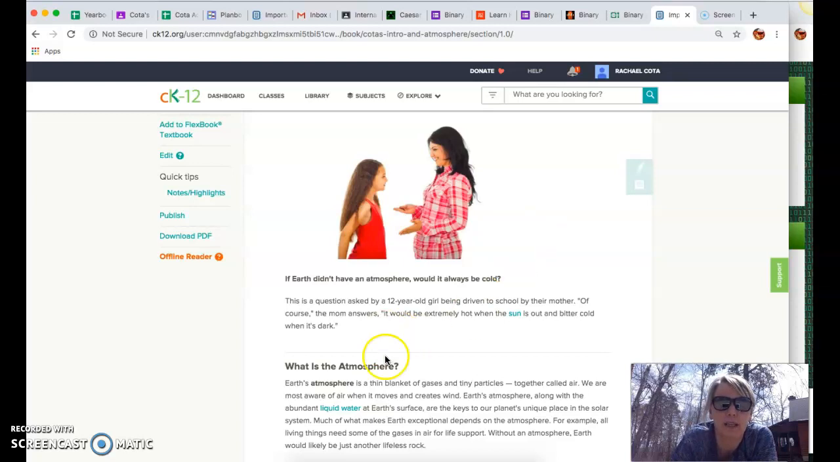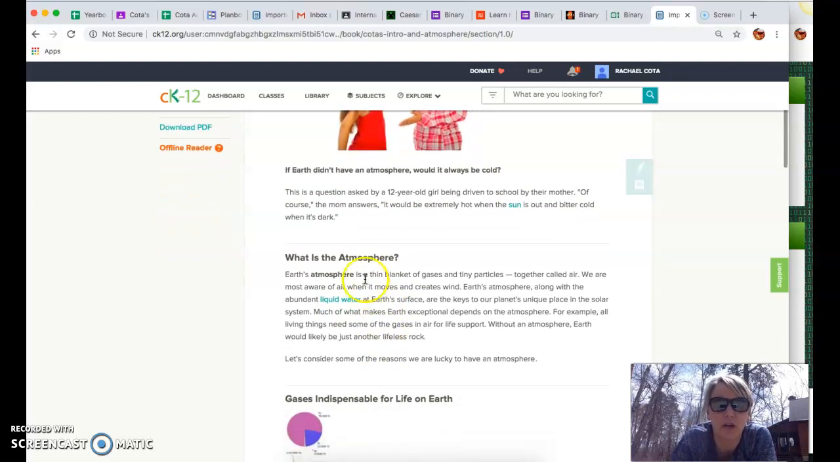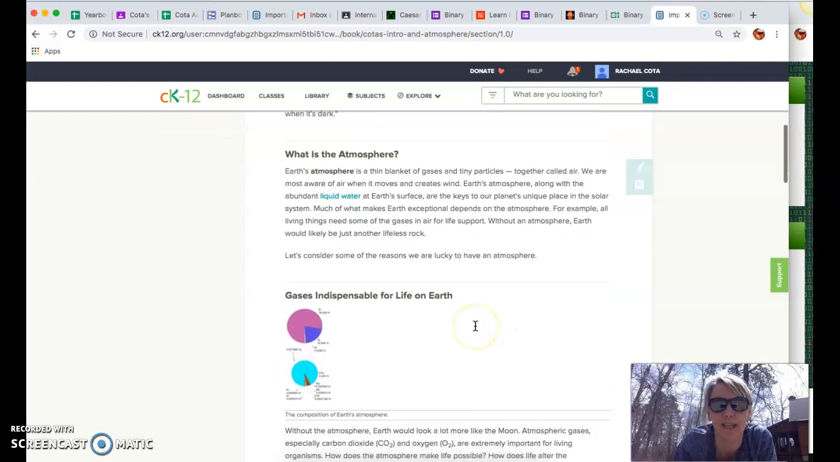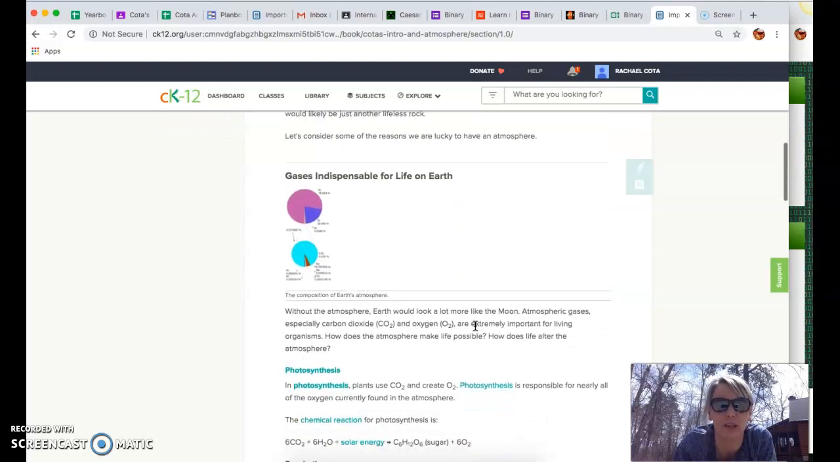It says, what is the atmosphere? If we take the word apart, atmo means gas, and then a sphere is like a surrounding blanket of gas. So our atmosphere is a mixture of different gases, and we think of air as oxygen because that's what we breathe, but there's actually many more elements in the air too, not just oxygen. Oxygen just happens to be the element that we need in order to breathe.